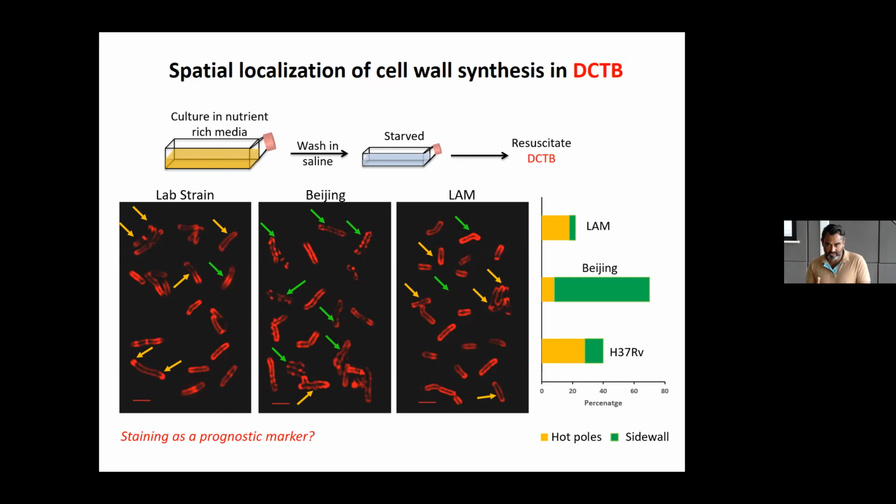You take the image and you develop an algorithm that very quickly says, this stain is being incorporated this way, most likely this is a Beijing strain and it's not going to respond well to treatment because it makes a lot of DCTB. We've got all the biological evidence to support it. Where we now need help is how to develop computational algorithms that can do this quickly and with a reasonable degree of accuracy.